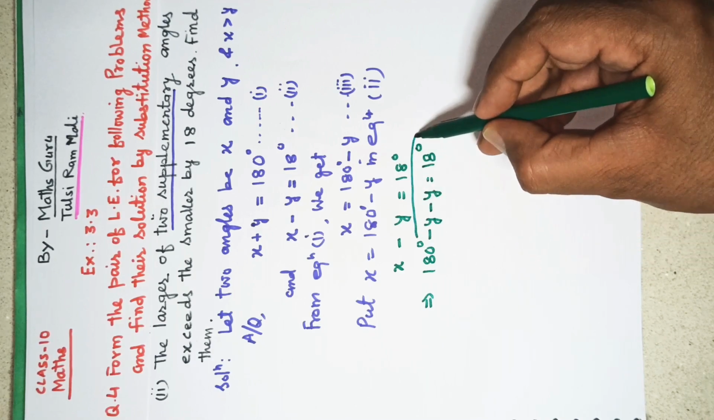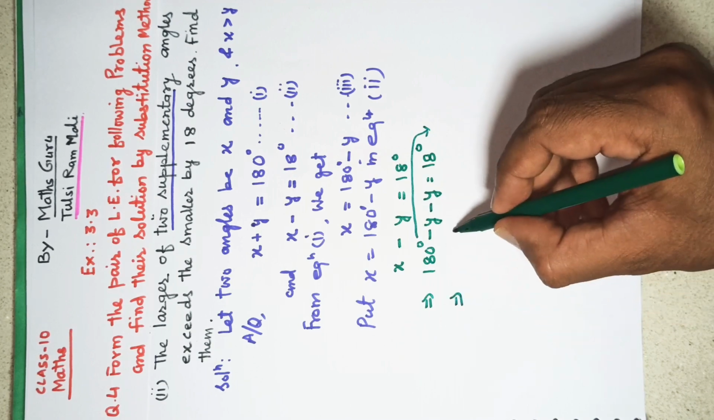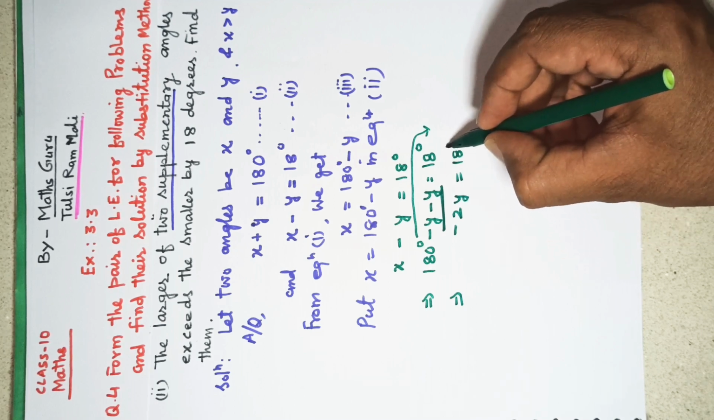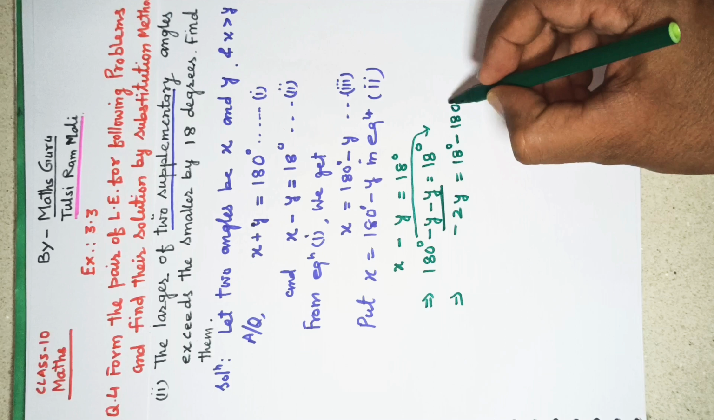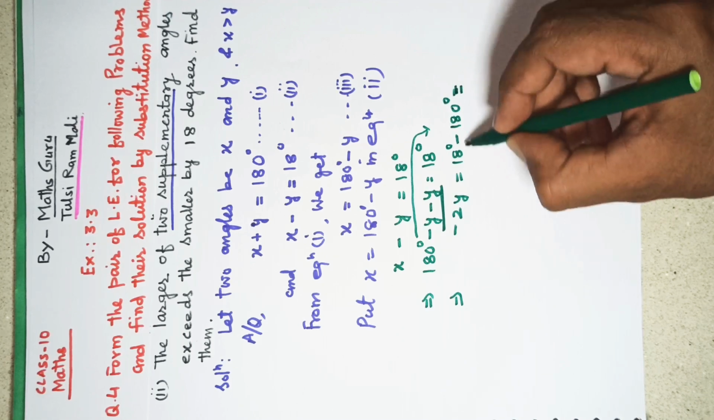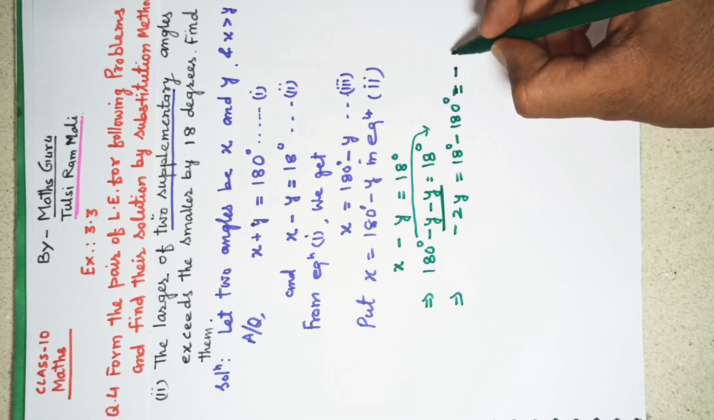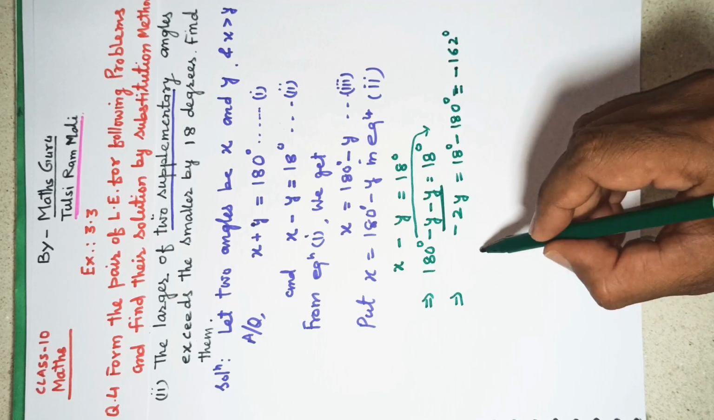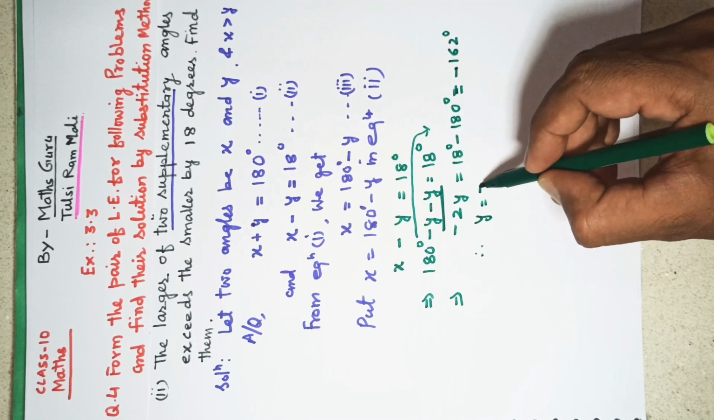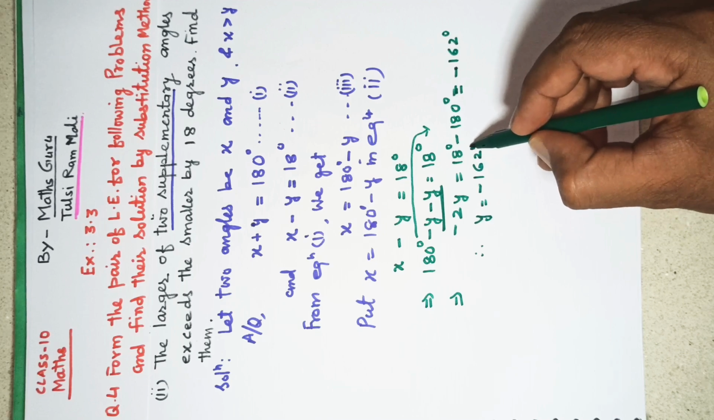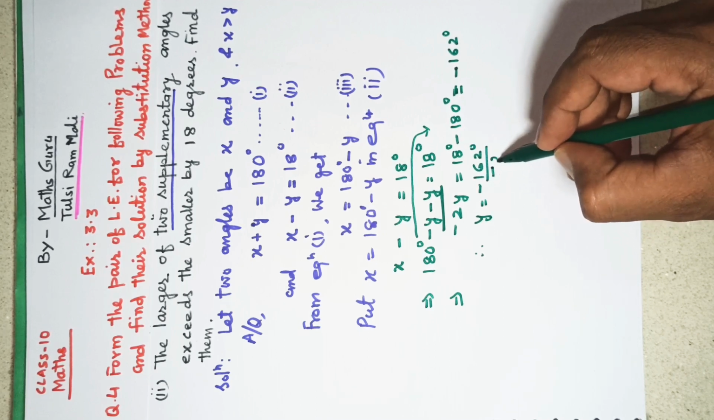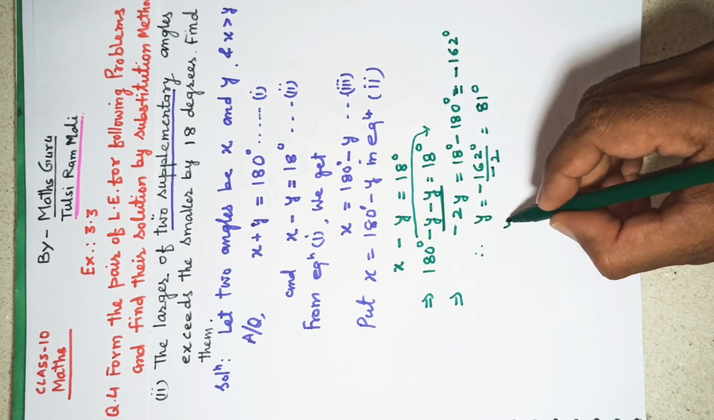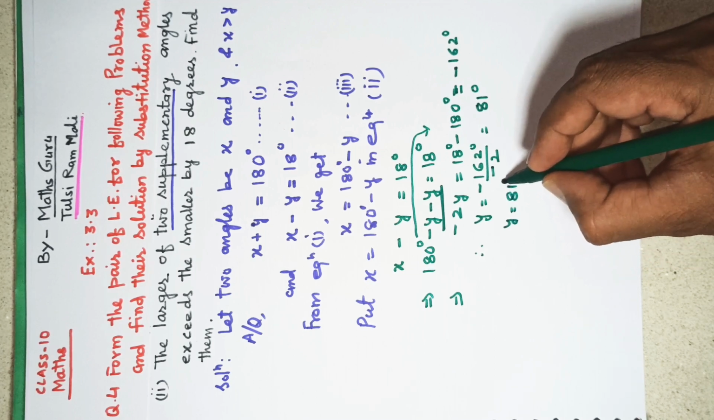Now 180 degrees transpose this side. Then this becomes minus 2y is equal to 18 degrees minus 180 degrees. When you subtract this you will get a negative number, minus 162 degrees. Therefore y is equal to 162 degrees upon minus 2. The result is 81 degrees. So you get here y is equal to 81 degrees.